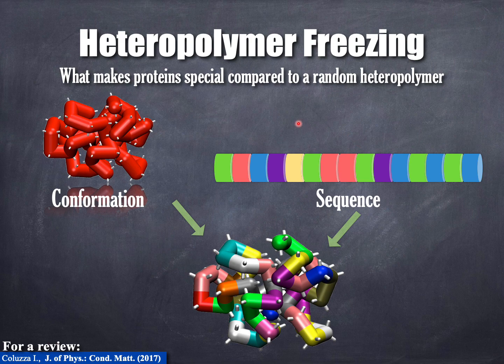In order to understand the connection between sequence and conformation, we will start with the early mean field theories derived in the late 80s that connect a conformation and a sequence of a heteropolymer to the final folded state.